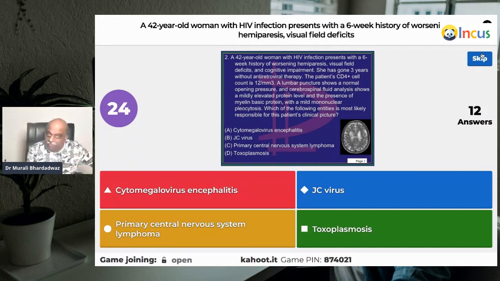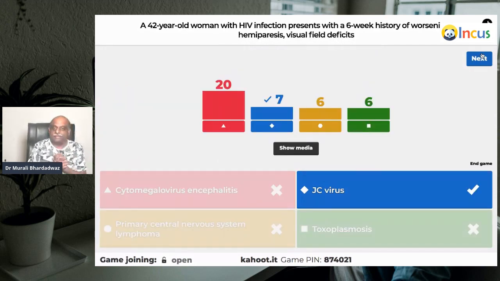And there is myelin basic protein. And there is mild mononuclear pleocytosis. So what is the most likely possibility for the clinical picture in this given case? Punch your answer, doctor. Who is going to give me an interesting answer for this HIV positive individual?